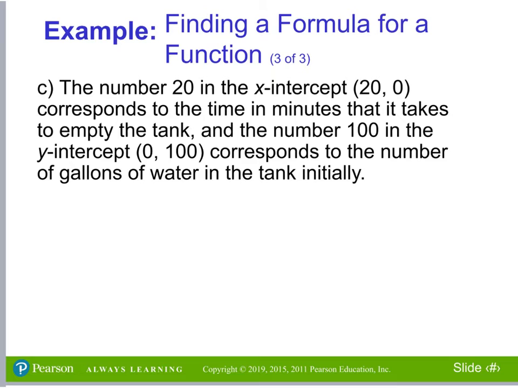So the number 20 in the x-intercept corresponds to the time in minutes it takes to empty the tank, and the number 100 in the y-intercept corresponds to the number of gallons of water in the tank initially.